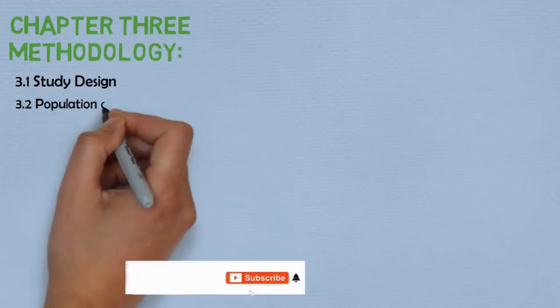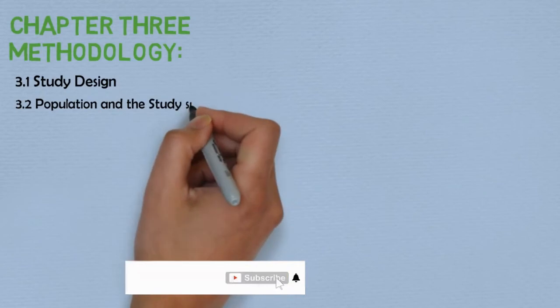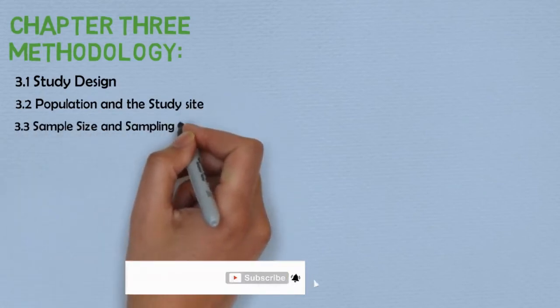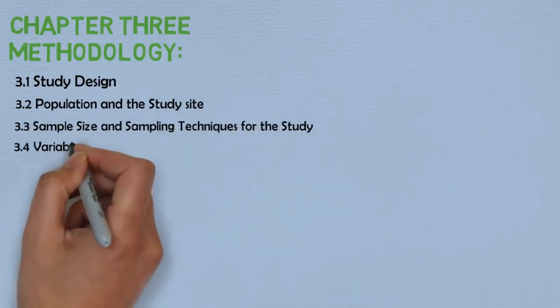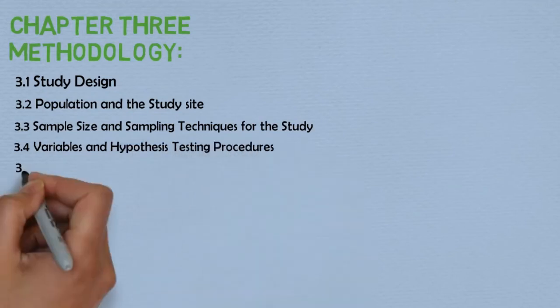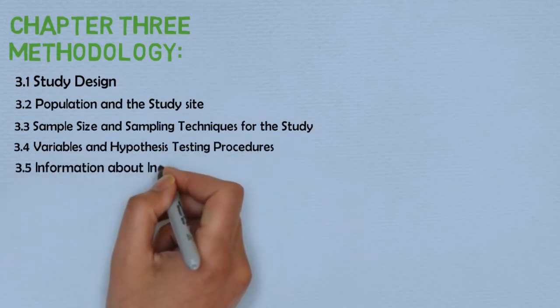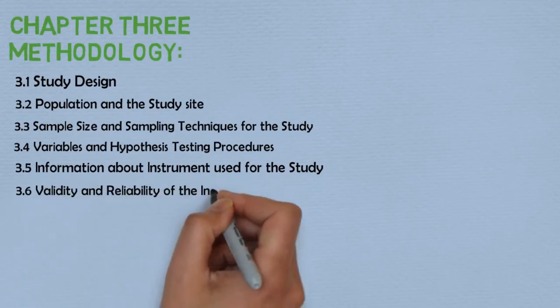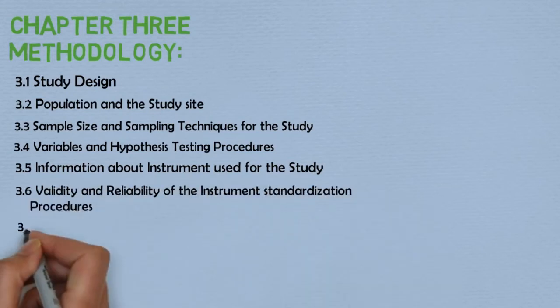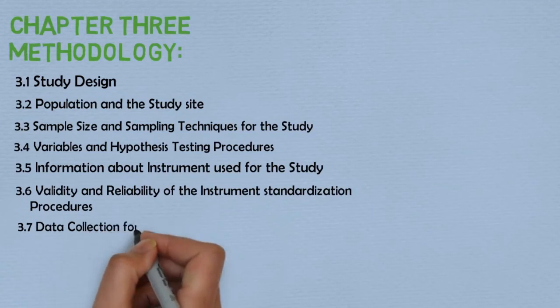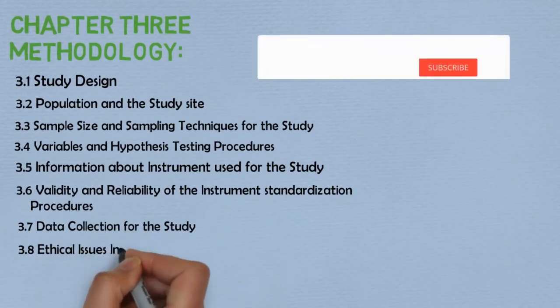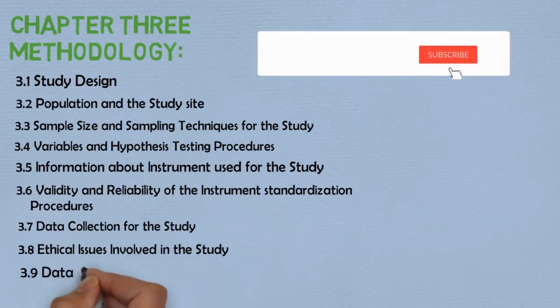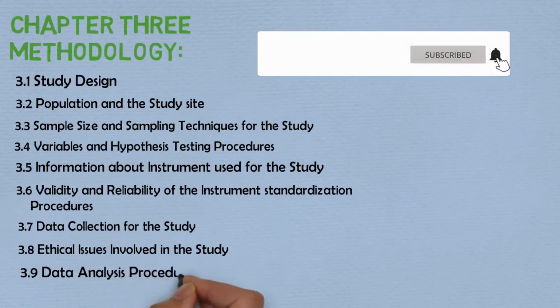Other details under the methodology are the population and the study sites, the sample size and the sampling technique for the study, the variables and hypothesis testing procedures, information about the instrument used for the study, validity and reliability of the instrument, standardization procedures, data collection for the study, ethical issues involved in the study, data analysis, and the data analysis procedures of the study.